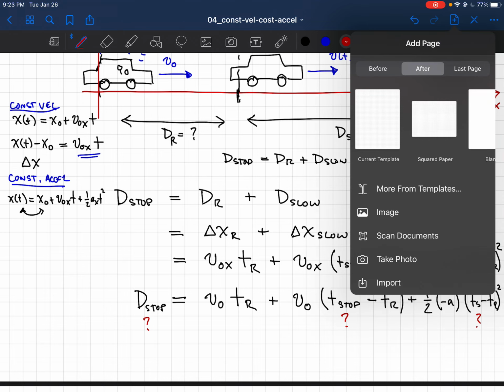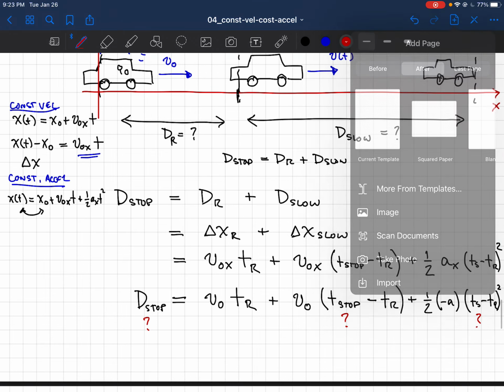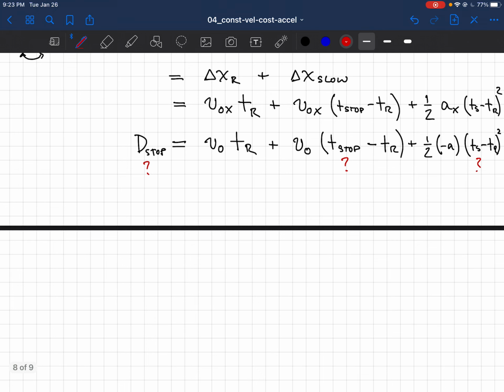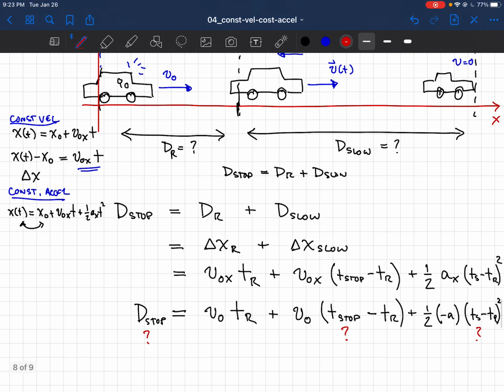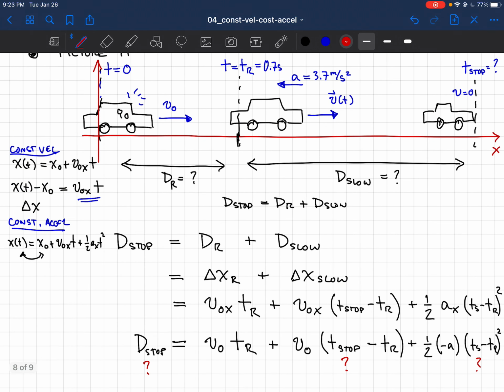So it looks like we're going to have to do some more work. I guess I need a new page. So what can we do? Well, maybe we can try out a different equation.